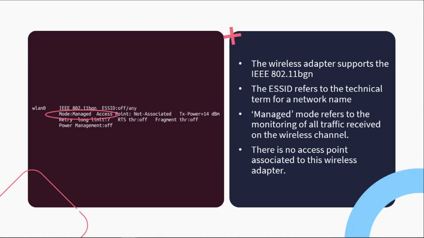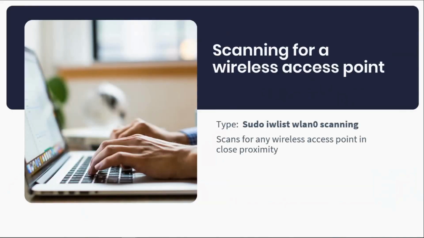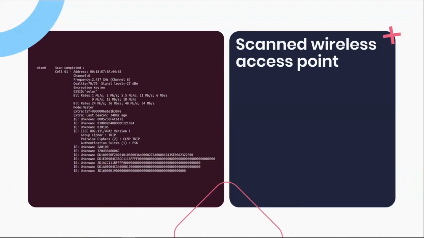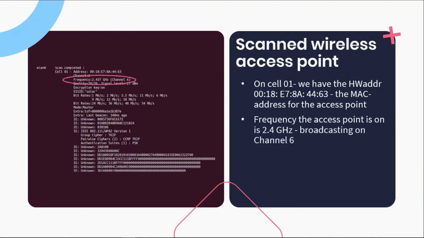We will be returning to wireless configuration in more detail later in this lesson when we come to exploring network vulnerability. Type in the following command to scan for a wireless access point in close proximity. You will get the following information from the completed scan: the MAC address for the access point. We can also see the frequency the access point is on, which is 2.4 gigahertz, and it is broadcasting on channel 6, as well as the signal strength.